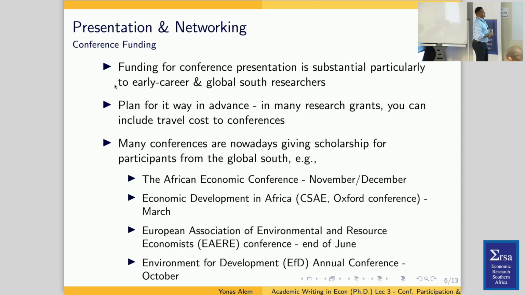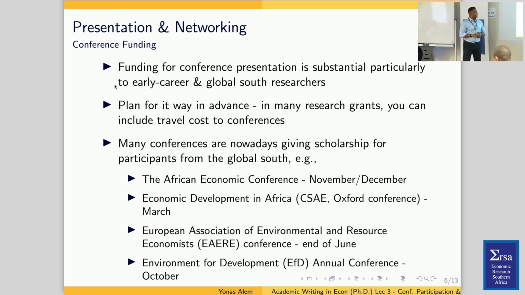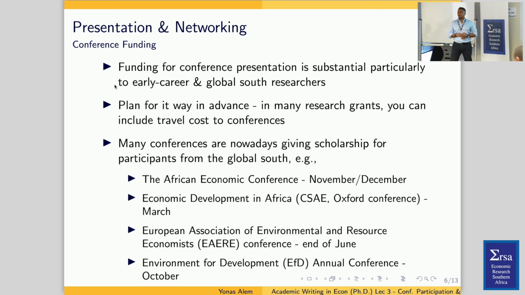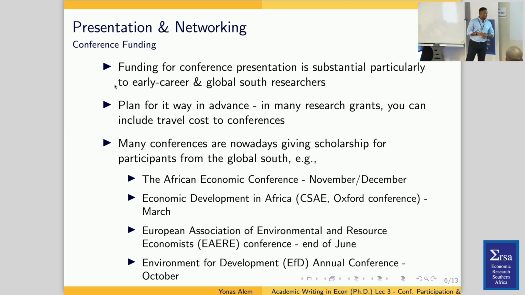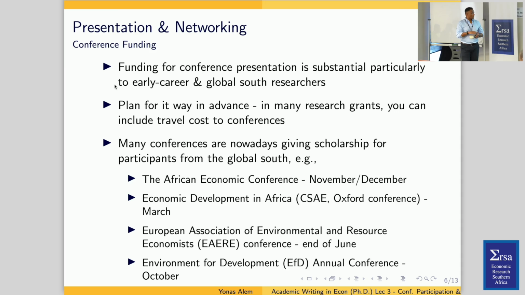The European Economic Association Conference, EAERE, the European Association of Environmental and Resource Economists. This is usually at the end of June. This year it's going to be in Bergen, Norway. But the submission is closed. Like I said, it closes 6 months before. And Environment for Development, where I work as well, the annual conference is mostly in October. So make sure to follow these.